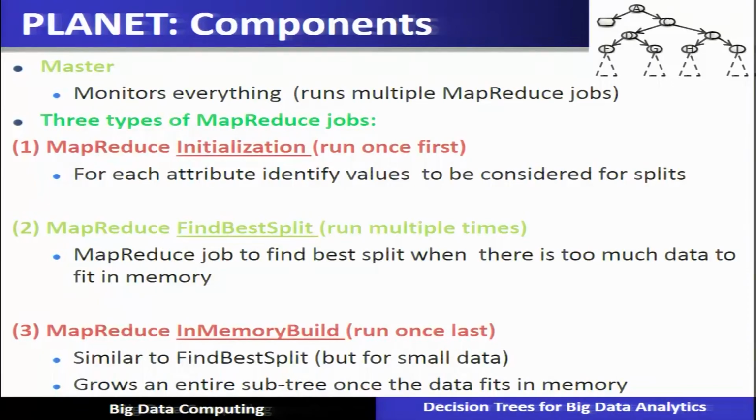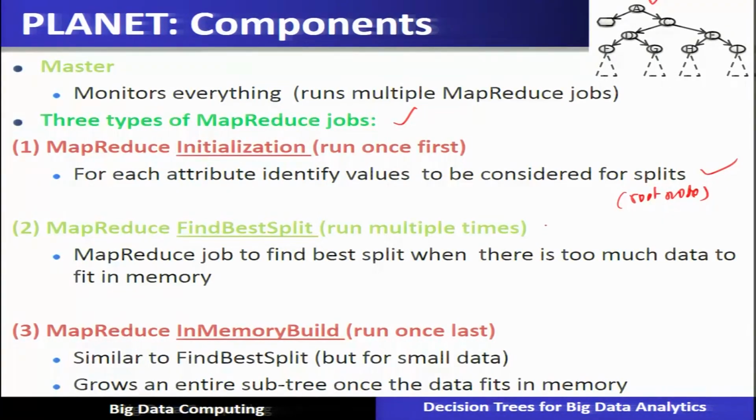So overall, different components in this MapReduce implementation of decision tree are like this. The master will monitor everything and runs multiple MapReduce jobs. Besides the master, there are three different types of MapReduce jobs which will be executed. First is the initialization MapReduce, which will be run once. For each attribute, it will identify the values to be considered for the split. So for example, the root node.